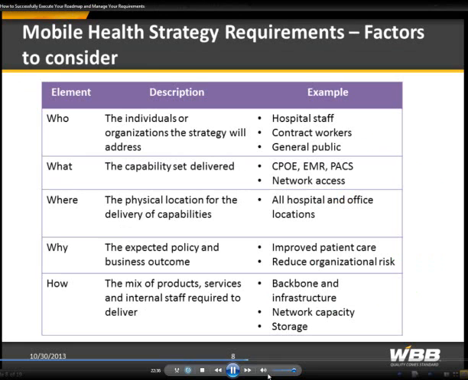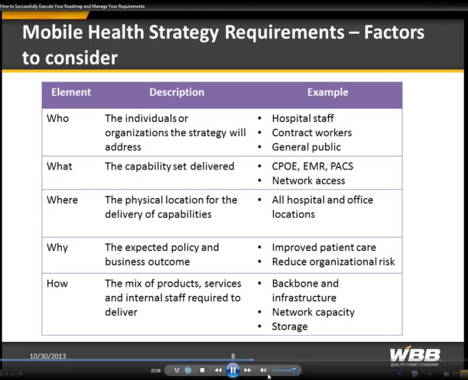For any strategy, requirements and some of the factors to consider from a requirement standpoint are very critical. It starts with five critical elements. Who are you developing a strategy for? Who are your stakeholders? The individuals and the organizations the strategy will address.